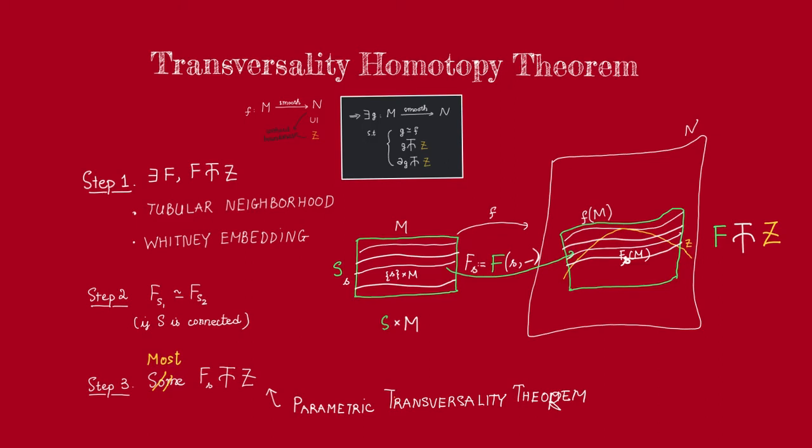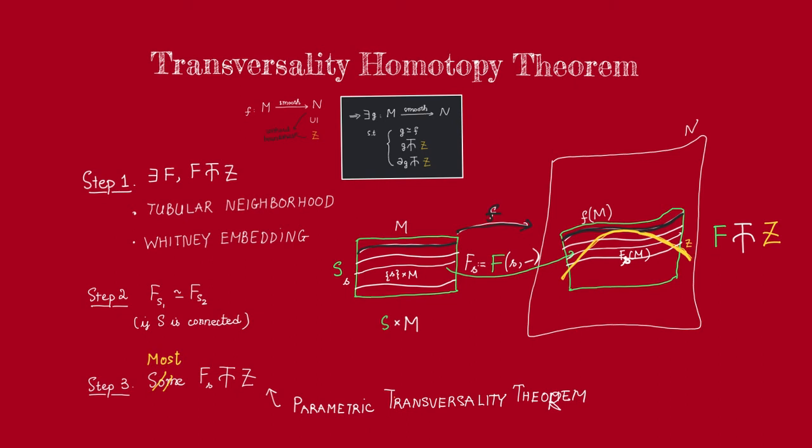In this video, we're going to discuss step 1 of the proof of the transversality homotopy theorem. The setup of this theorem is that we have a map f from a manifold M into a manifold N. And then we have an embedded submanifold Z of N. Then the theorem claims that we can always deform this f so that it becomes transversal to Z.